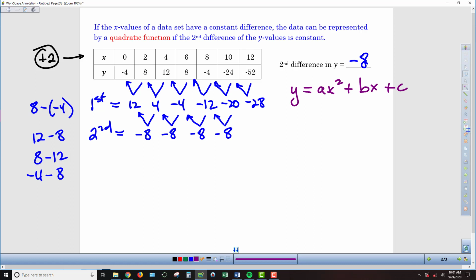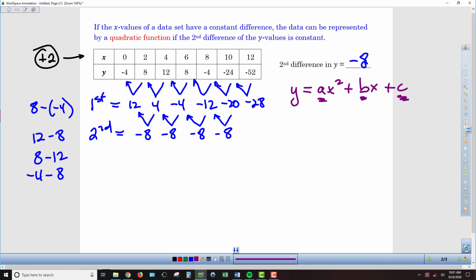Now the unfortunate part of this is, unlike y equals mx plus b, where I just have to figure out what m and b are, now I have 3 unknowns that I have to solve for, which means I'm going to need to set up a system of 3 equations and 3 variables. So I need to do that by picking out 3 of the points that are in my table and plugging them in for x and y to build those equations.